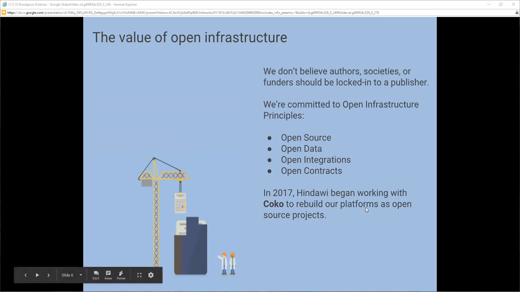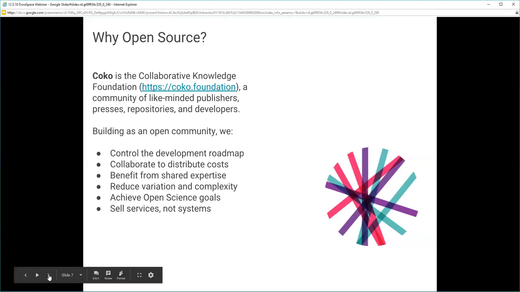So in 2017, we began working with a community called Coko to rebuild all of our platforms as open source projects. Coko is short for the Collaborative Knowledge Foundation. This is a nonprofit based in San Francisco that was started by some people who came out of the Public Library of Science. They are a community of developers, publishers, archives, repositories, university presses that are all developing open source tools on a shared framework.